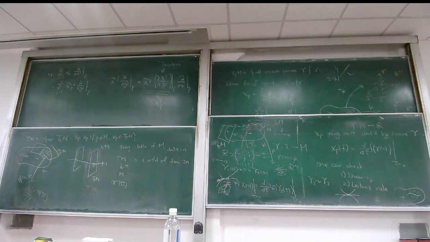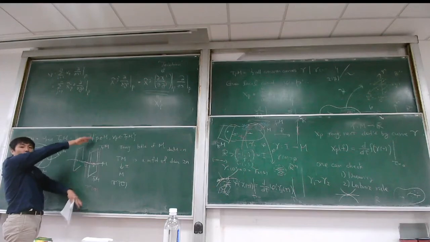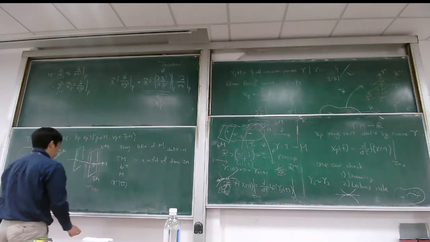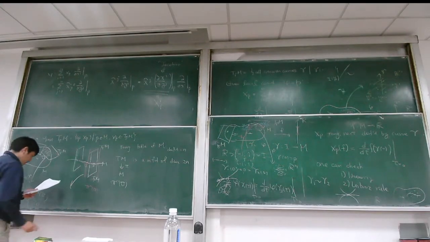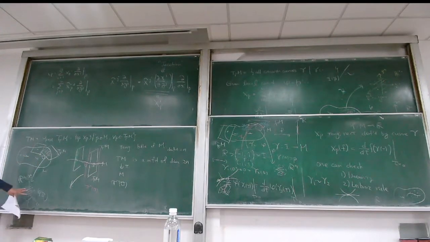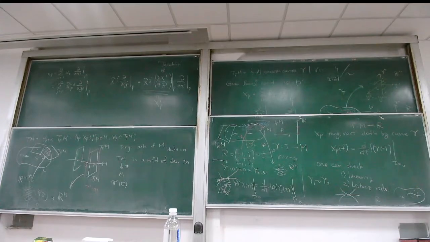So this is the open chart, one open chart around the point P. But you can extend U by using the projection map pi. Then one can define the map from pi inverse of U to phi of U times R^n. Do you understand what I mean?